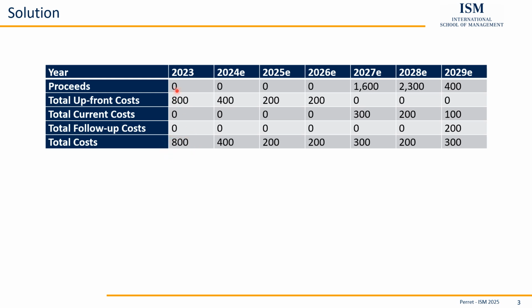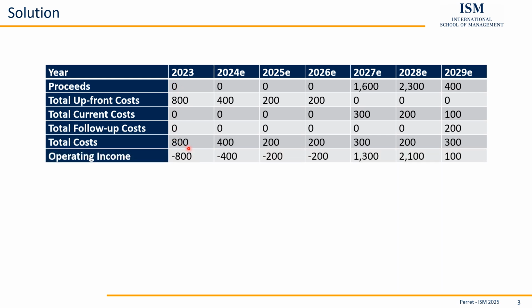Now I have earnings and costs, and I can calculate earnings minus costs, giving me the operating income, or in this situation, something like a profit. Well, if I do this here, I have 0 minus 800, 0 minus 400, 0 minus 200, 0 minus 200, and here finally something positive, 1,600 minus 300, 2,300 minus 200, and 400 minus 300. So this is the operating income or profits, and now I have to cumulate this.